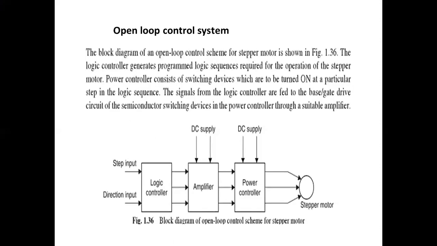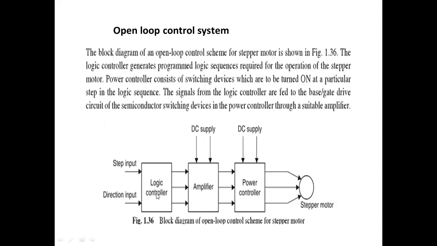Next one, open loop control system. What about the open loop control system? Here, if you observe the block diagram of the open loop control system of a stepper motor, this is the stepper motor. For the stepper motor, we provide a power controller, which is supplied with a DC supply. And an amplifier amplifies the signals to the required range towards the power controller. That is also given a DC supply.